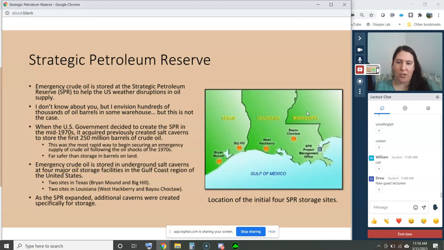So there are 4 major oil storage facilities that were formed from salt domes in the Gulf Coast region of the US, and these are the 4 here, 2 sites in Texas and 2 in Louisiana. And then as the Strategic Petroleum Reserve expanded, additional caverns were created specifically for storage. But these 4 were the originals, and they were created from salt domes.